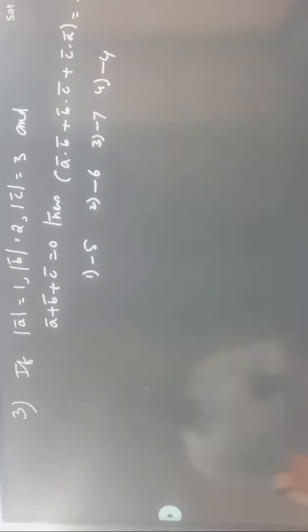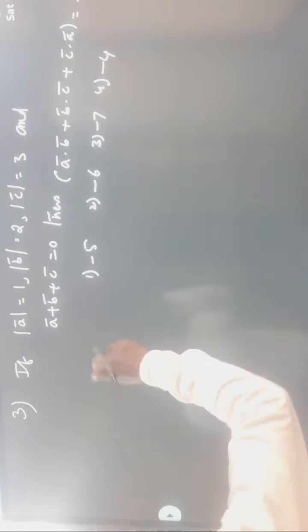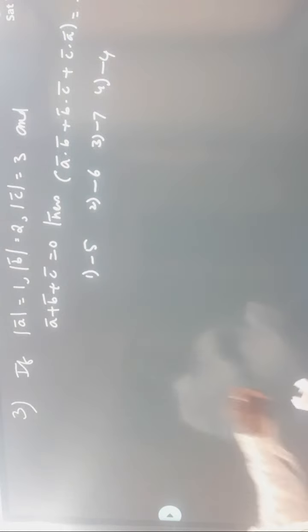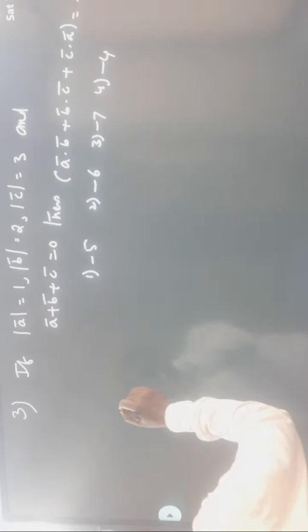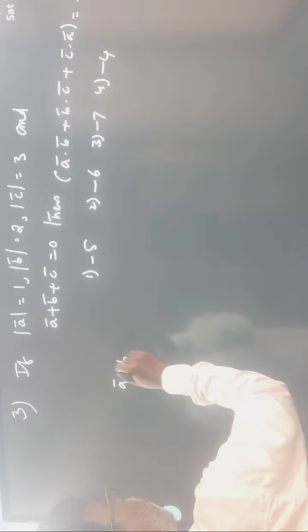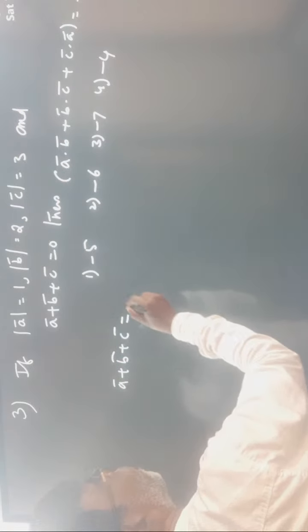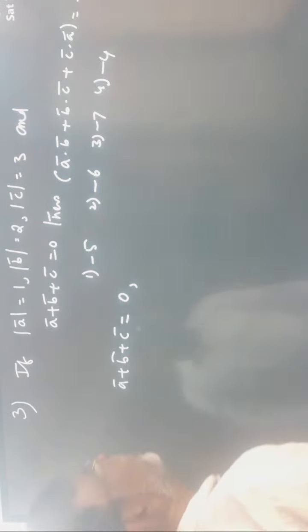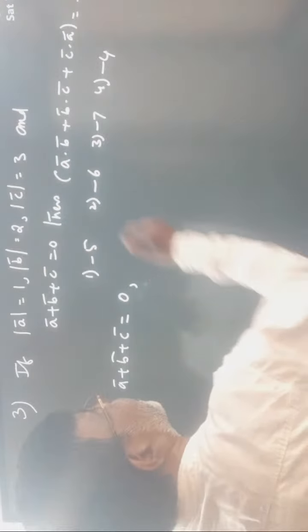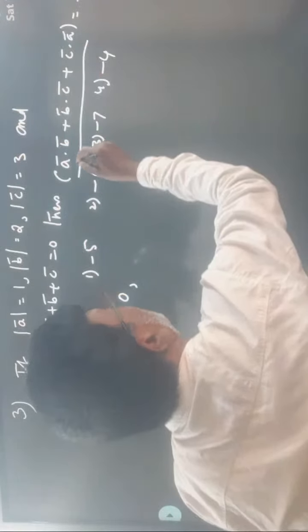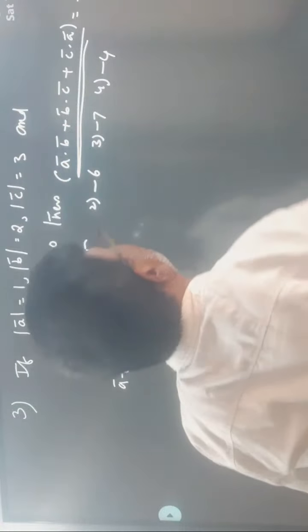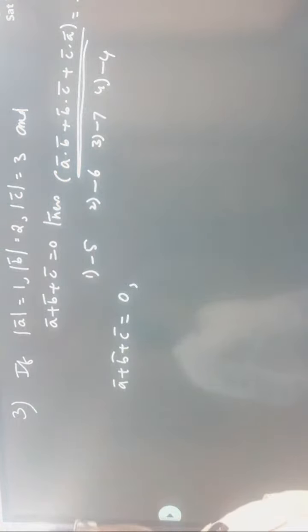This is the given question. Mod A bar is given as 1. Mod B bar is given as 2. Mod C bar equals 3. What is given? A bar plus B bar plus C bar equals 0. The question asks us to find A dot B, B dot C, C dot A.